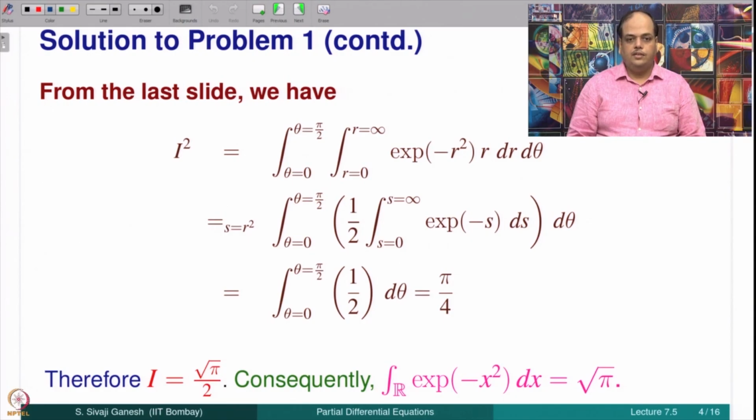This is a very simple trick that we use in calculus. To compute an integral of one variable, we go through the computation of an integral in 2 variables. Luckily, because of the form of the integrand, we can convert that into polar coordinates and we could easily compute.